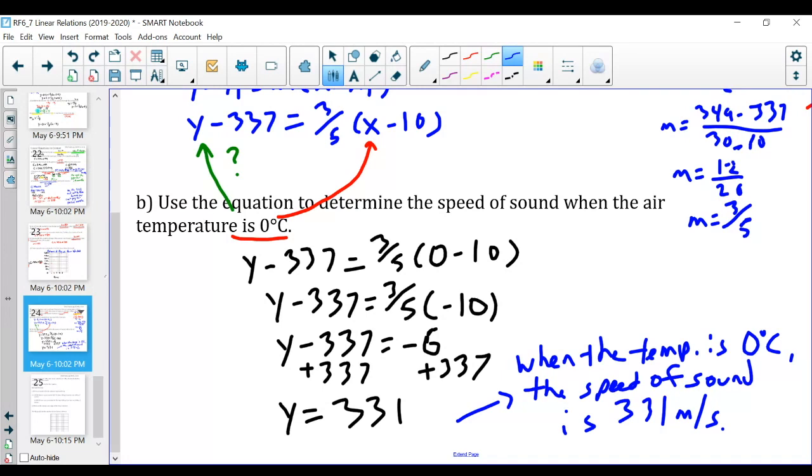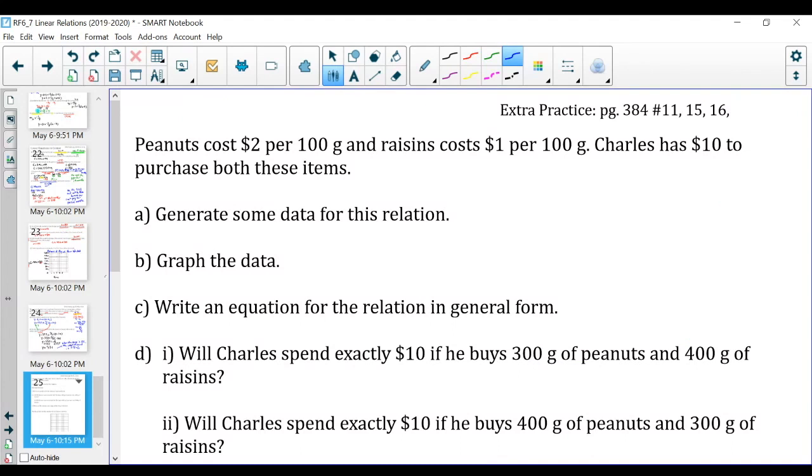Now we're going to look at one final example before we close this video off for today. And this one will give people some troubles. So please try this one out on your own first before continuing on. So this example here, we're given a question where it says peanuts cost $2 per 100 grams and raisins cost $1 per 100 grams. Devin has $10 to purchase both of these items.